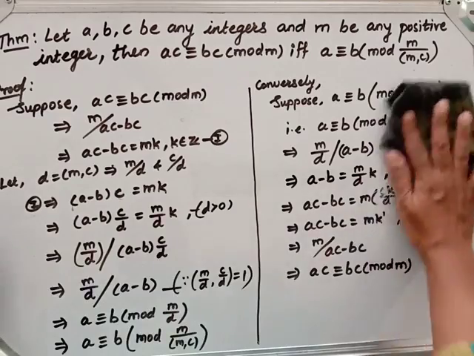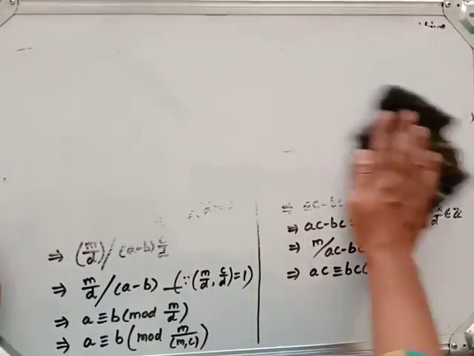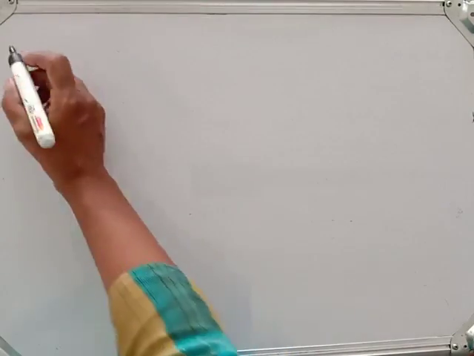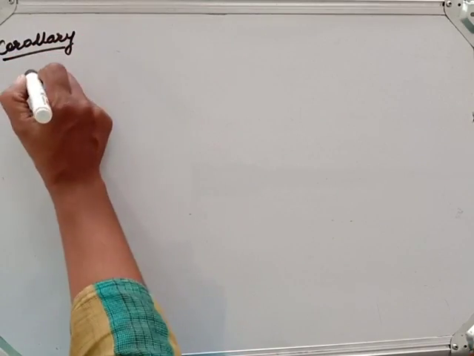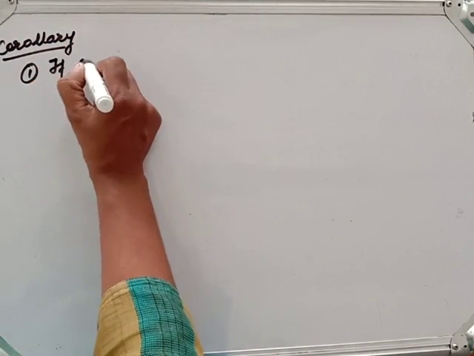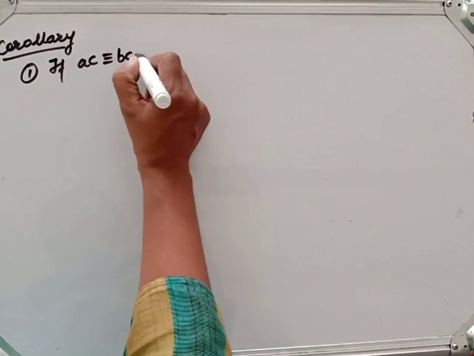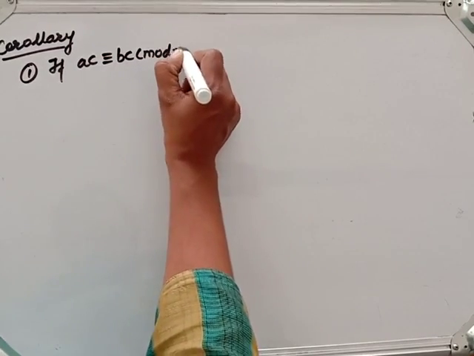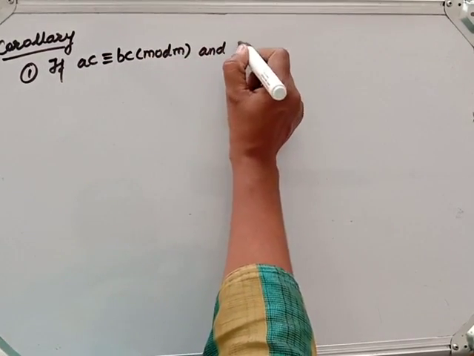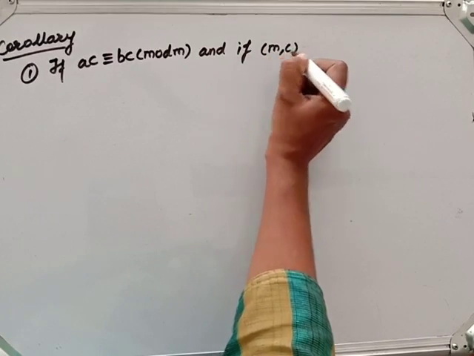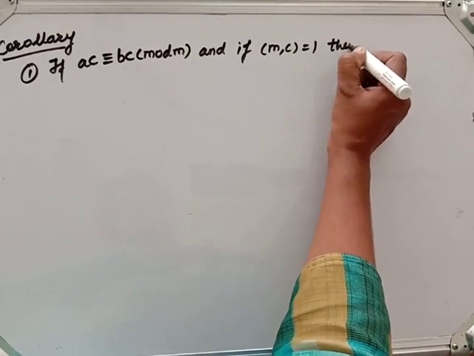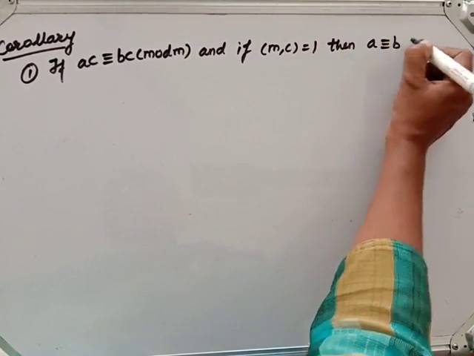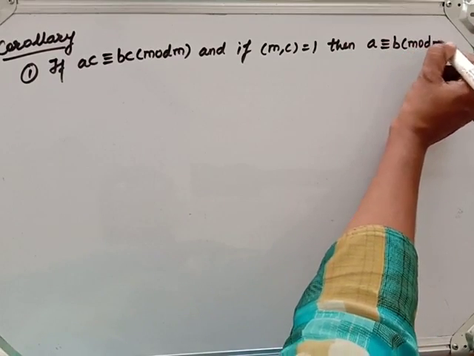So let me write the two corollaries of this. So the first corollary is if AC congruent to BC modulo M, and if the GCD of M and C is 1, means they are relatively prime, then in this case A congruent to B modulo M.